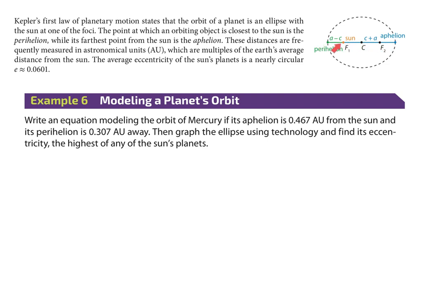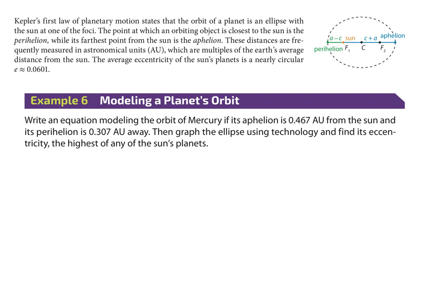We're going to use this right here for this problem. Write an equation modeling the orbit of Mercury. If its aphelion, that's the furthest point, is 0.467, and the perihelion is 0.307. Then graph the ellipse using technology. We're not going to graph it right now. Find its eccentricity and the highest of any of the sun's planets, okay? So Mercury has the highest.